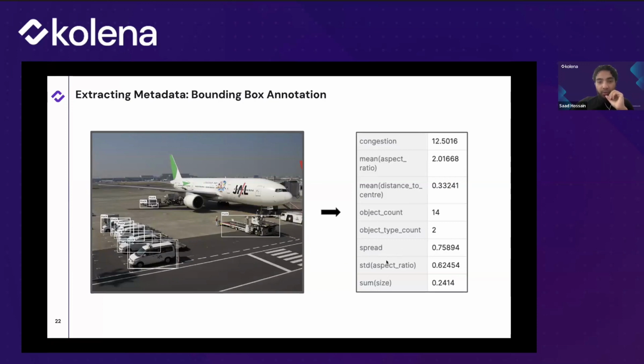Also, we can measure the amount of spread and see how spread out the objects are, especially the objects of interest. We can count how many objects there are. We can see how far they are from the center as a proxy for the locality of a certain object or the objects in general. We can do all sorts of analysis that may lead to potential insights in our data.